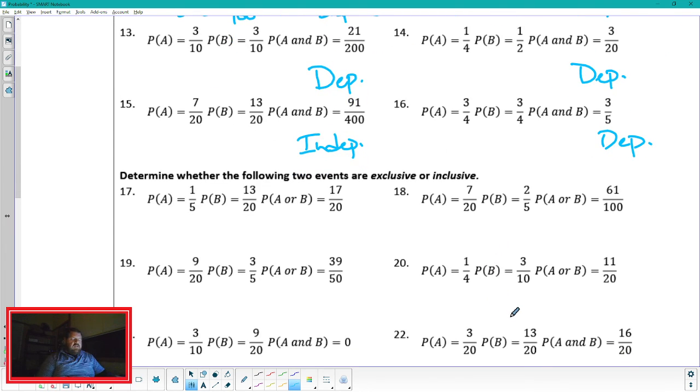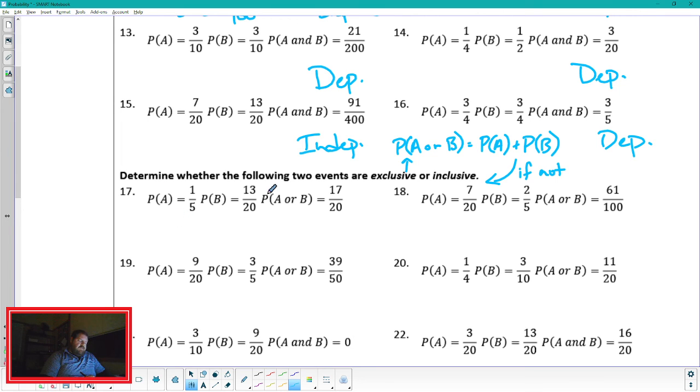For inclusive, exclusive, we focus on the inclusive part. We focus on the exclusive part. Exclusive means that the probability of A or B equals the sum of the other two. And again, just like before, if not, then they're inclusive. Okay. So we would have to add some fractions.